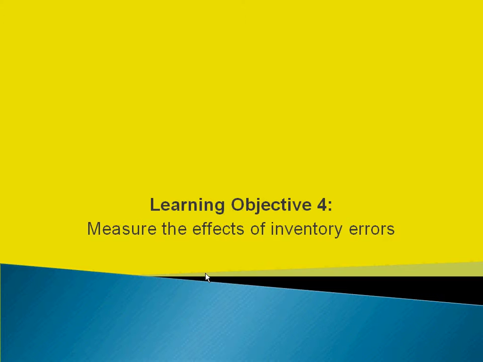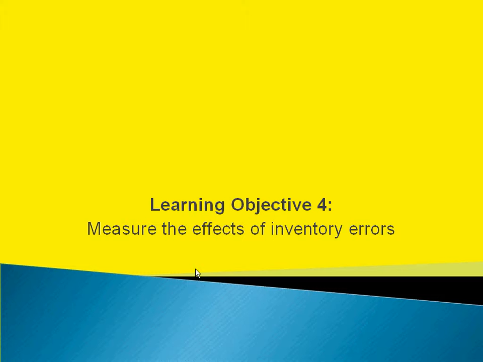Objective number 4 in Chapter 6 is measuring the effects of inventory errors. We alluded to this a little bit earlier when we were discussing our comparison of the FIFO, LIFO, and weighted average method. I believe what I said was that you have to understand the relationship between the inventory account on the balance sheet and the cost of goods sold statement. And this is how we fully apply that concept in objective number 4.